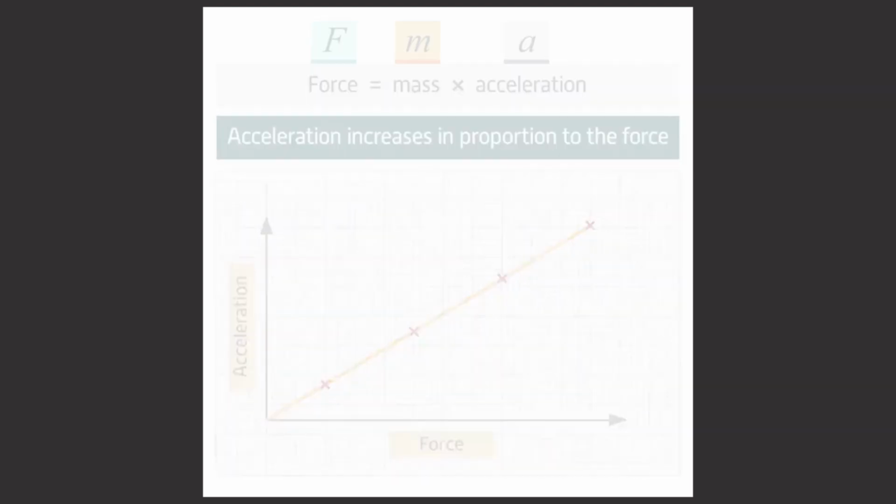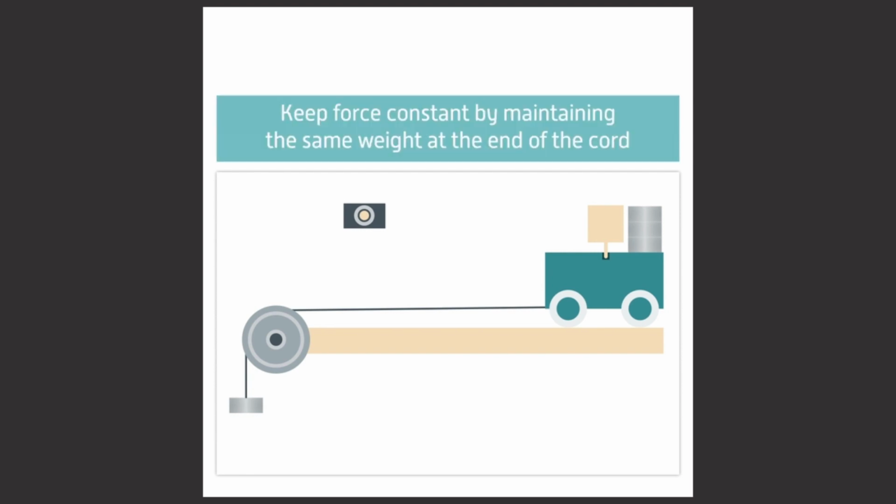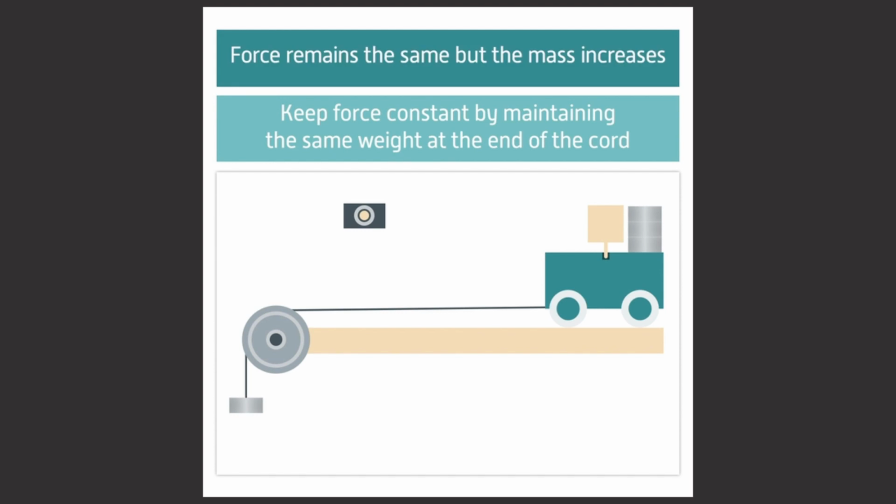For the next part of the investigation, you need to repeat the experiment as before, but this time you keep the force constant whilst placing the 100-gram masses on the trolley one at a time. You can keep the force constant by maintaining the same weight at the end of the cord. 100 grams equals 0.1 kilograms. The trolley and the rest of the equipment should be set up as shown. In this experiment, the force will remain the same, but the mass will increase. We will be able to see how this affects the acceleration.